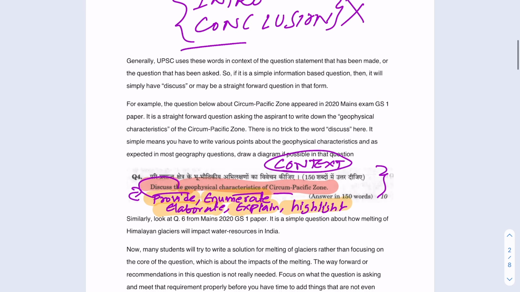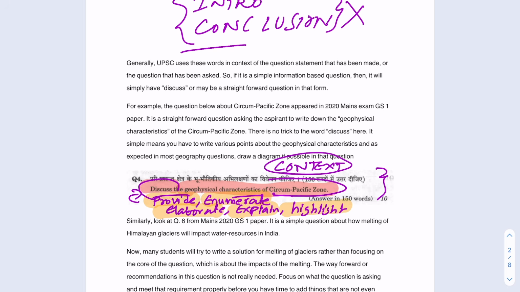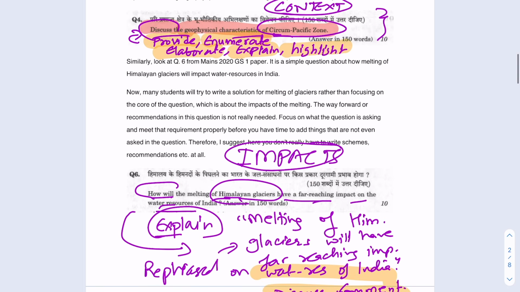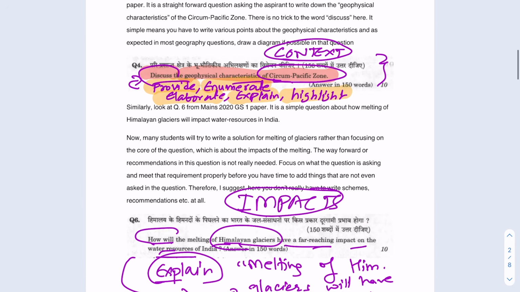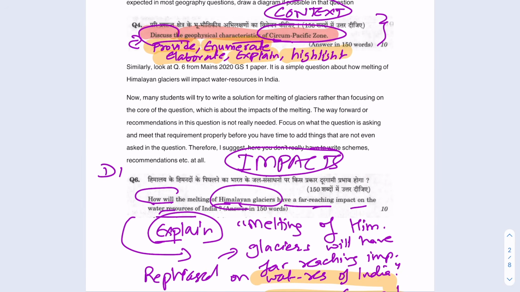So, for example, in this question, you can give the definition of circum-Pacific zone. In this example, you can give the opening statement, like how much the Himalayan glaciers have melted in the last 10-15 years, and what is the level of their melting due to the increase in temperature and climate change. So that could be the introduction, but not necessarily. You can come directly to the point.